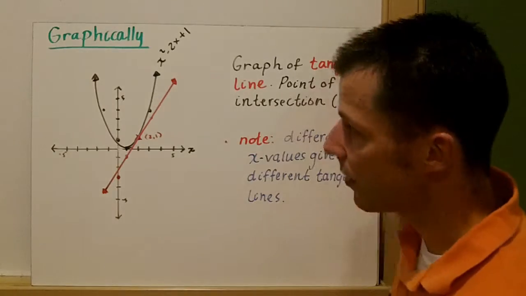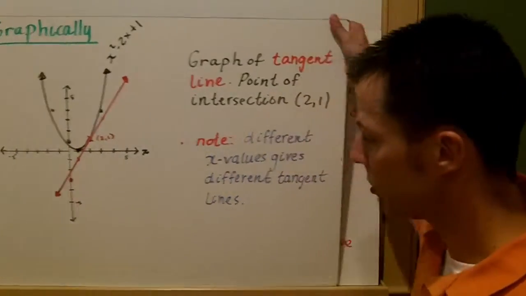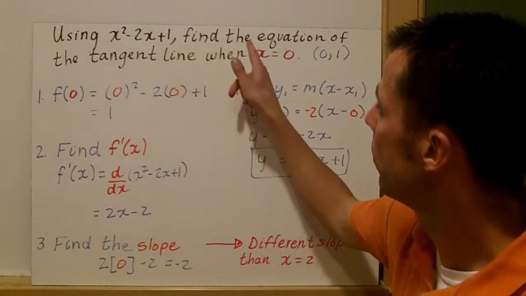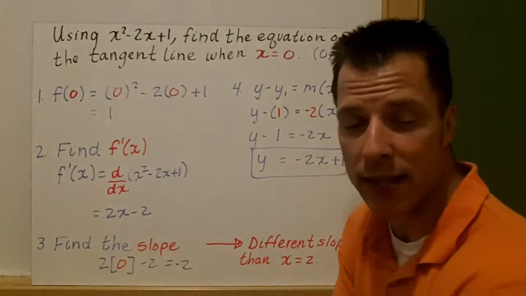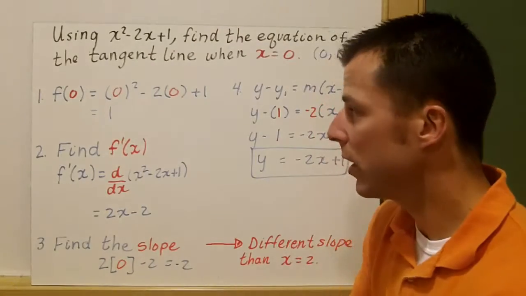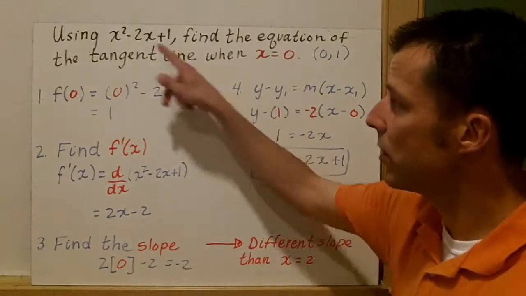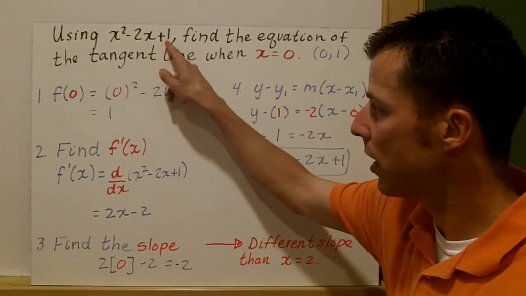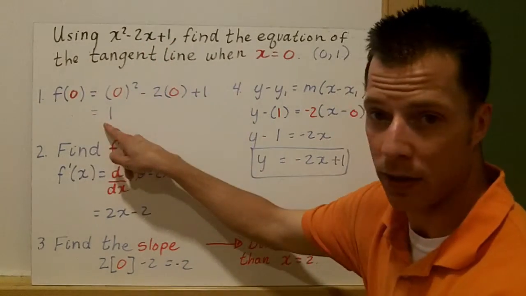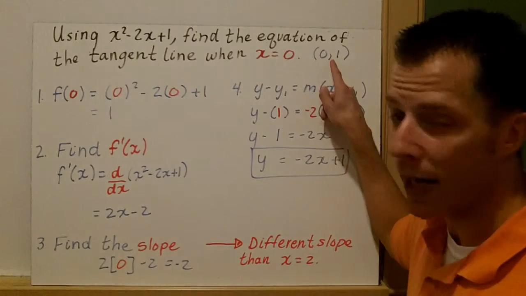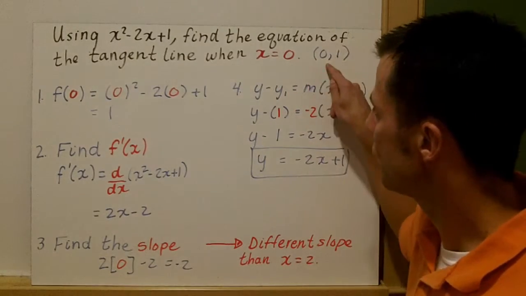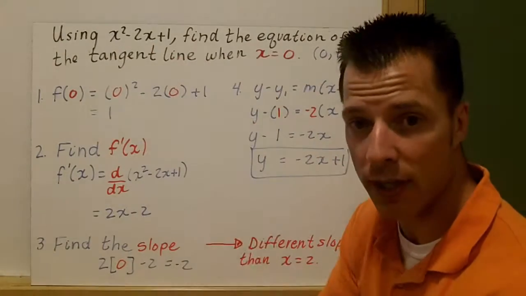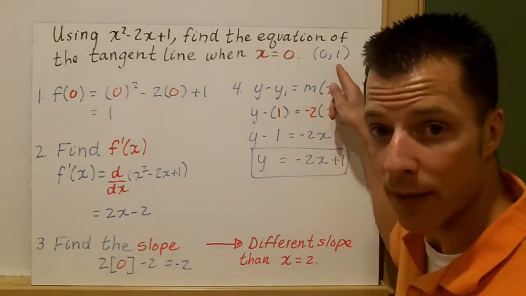So let's look at another example using the same function. We're using the same function we did before, but we changed the x to be x equals 0. So really quickly, when we plug 0 into our function, 0 squared minus 2 times 0 plus 1 is just 1. So when x is 0, y is 1. There's my point of interest. So that's where the tangent line and the function are going to intersect, at (0, 1).